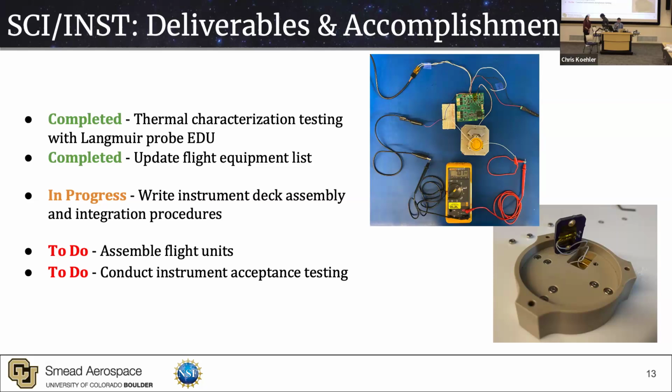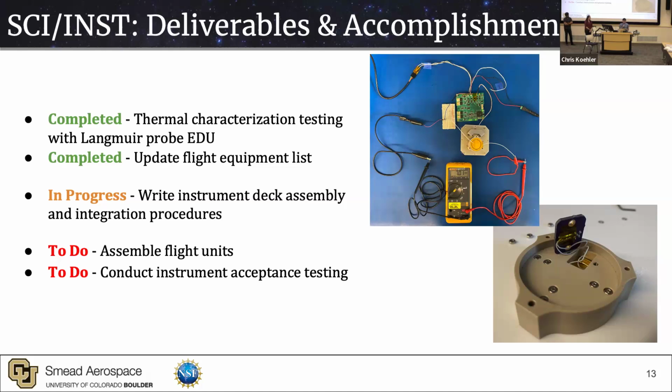All right, so as far as what we've accomplished this semester with the Science and Instruments team, we have 2 instruments. We have iSense, which features a Langmuir probe to measure plasma densities, and it also has a magnetometer with it. And then there's also FIPEX, which will be studying neutral oxygen densities.